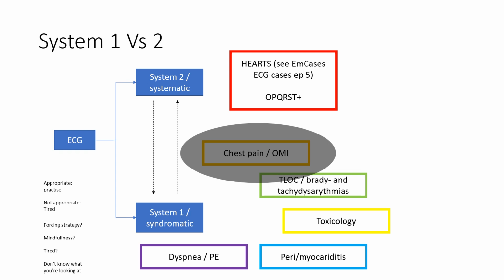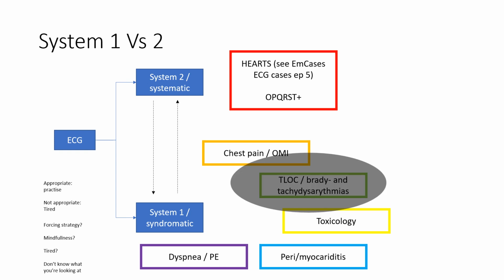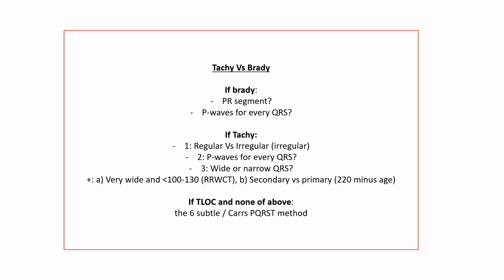That's the syndromatic approach for the OMI, looking at Q waves, ST segments, and T waves, and also the OMI criteria. Then for the next one, I will be looking at transient loss of consciousness. In general, if we have a tachycardia or bradycardia, then it's kind of obvious. These are the two segments up here. If it's bradycardia, then we'll look at the PR segment and the P waves for every QRS. If it's tachycardia, then we have these three questions. Is it regular or irregular? Are there P waves for every QRS? And is it wide or narrow?